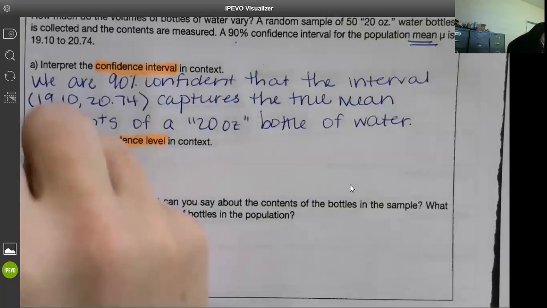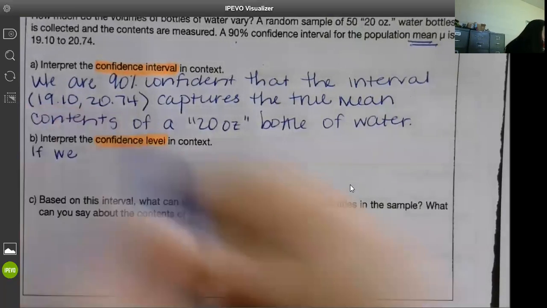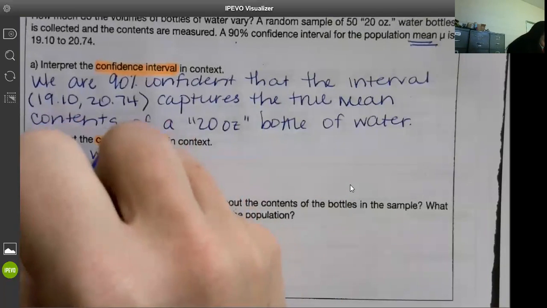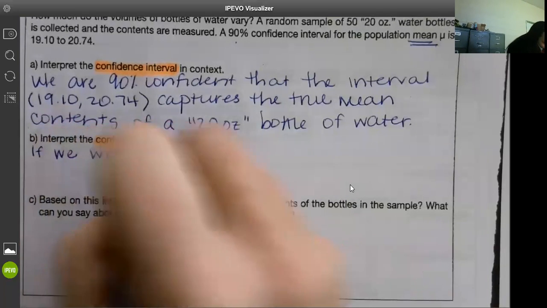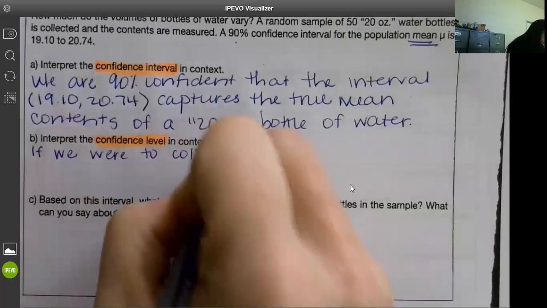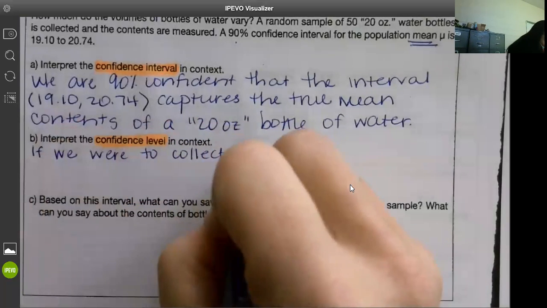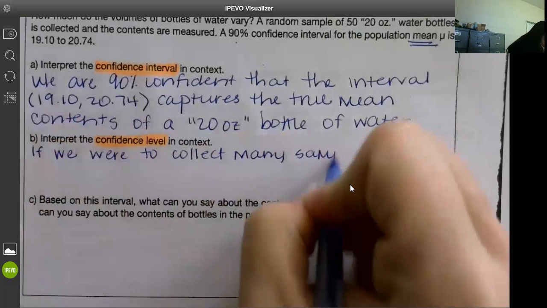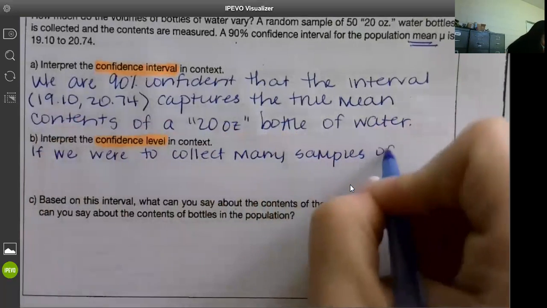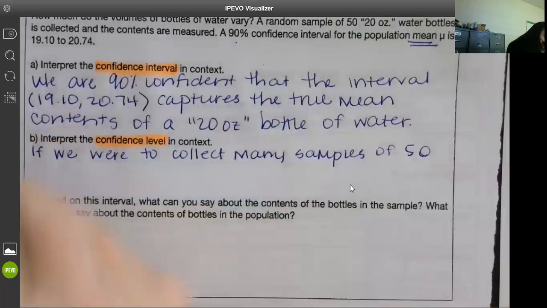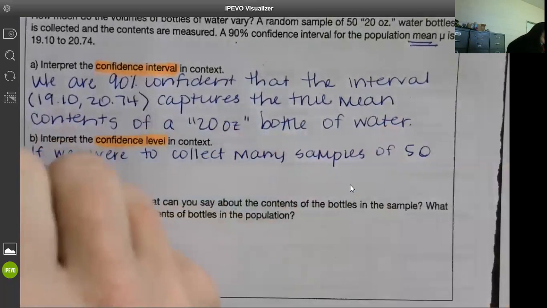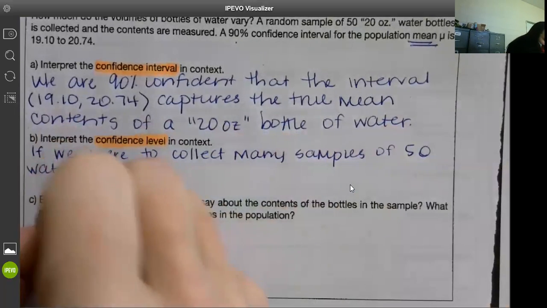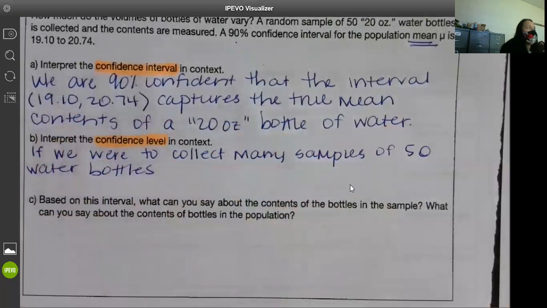So confidence level is if we were to collect many samples of 50 water bottles. Okay, so the 50 is the sample size.